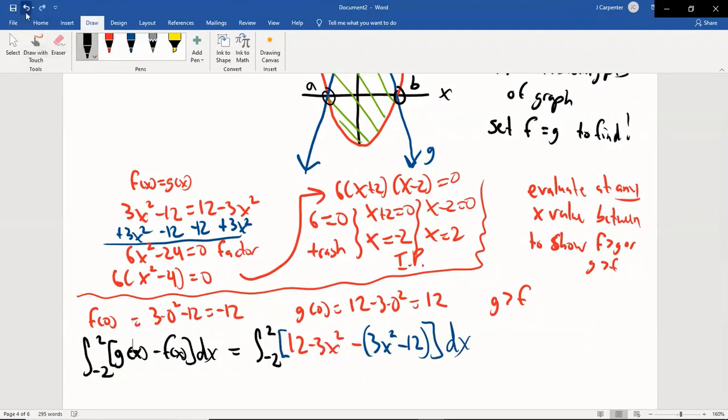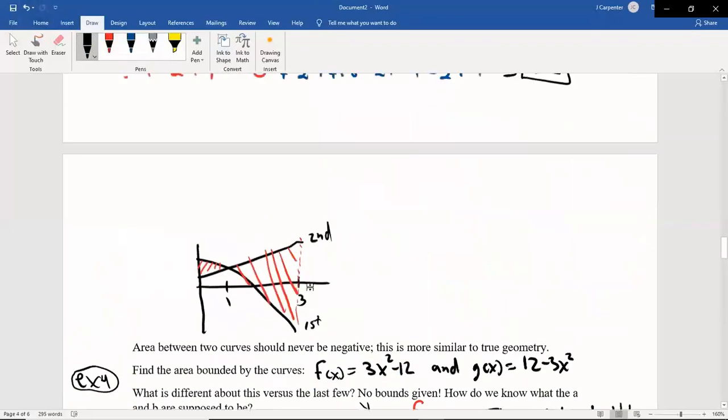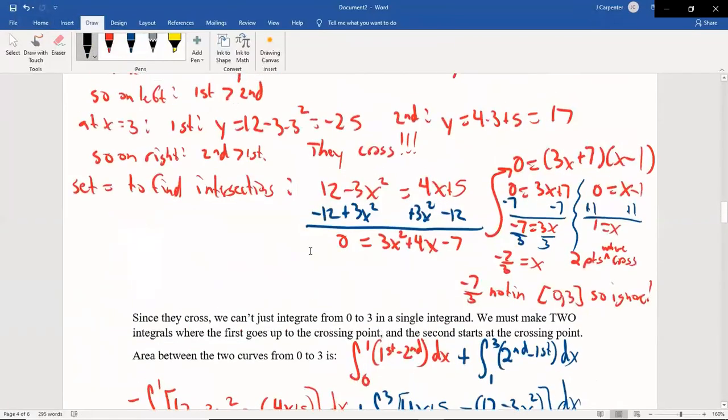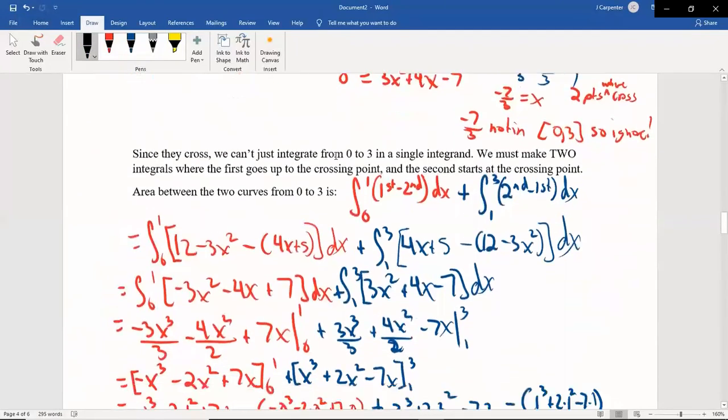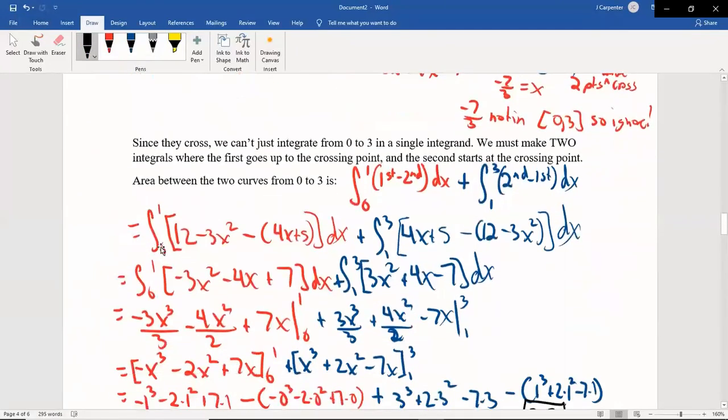Let me just erase that. I didn't use the different colors to represent different integrals. I just used the different colors to represent the f and the g here. That's all I did. I don't have to break this into multiple integrals. In the last example, they crossed at some point, which is why we had to do the integral from the left point to where they cross, and then where they cross to the right interval, and swap the order of the f and the g's in each of these.